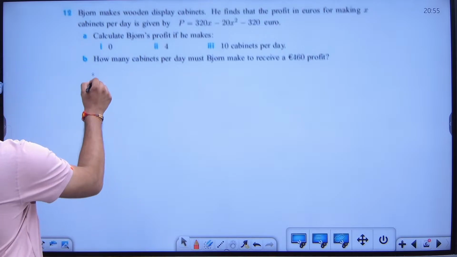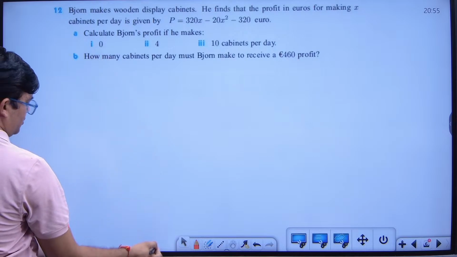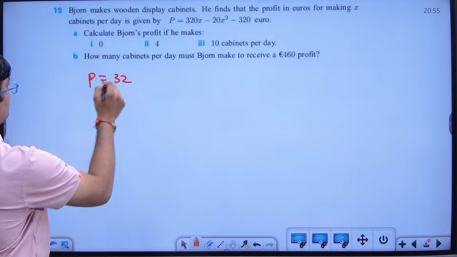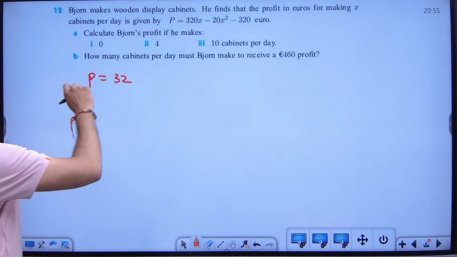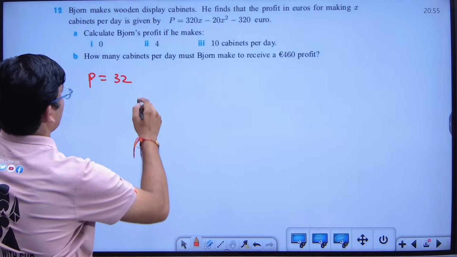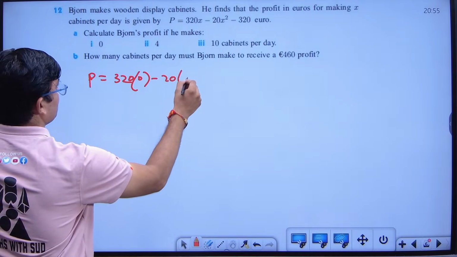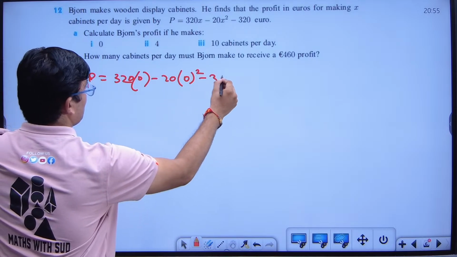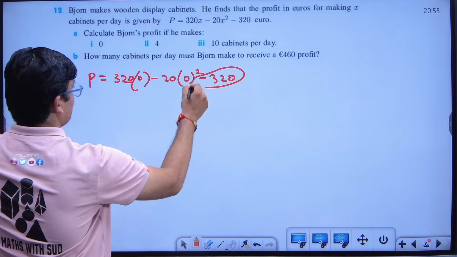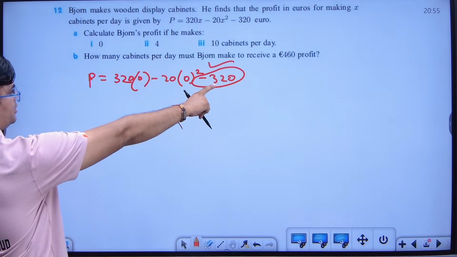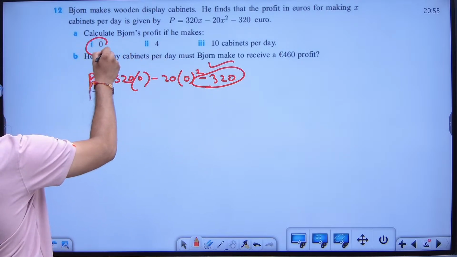So 0 means if he does not make anything. Calculate John's profit if he makes 0 cabinet. That means 320 into 0. Oh, sir, this was given in one of our practice papers, I think. So the answer is minus 320 loss. This is a loss when he is making 0 cabinet.